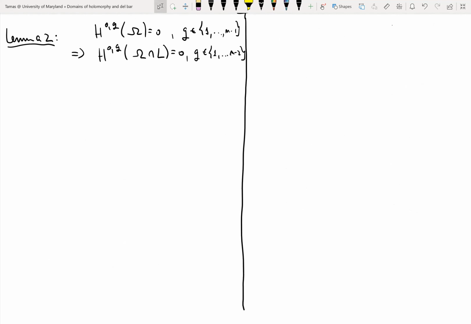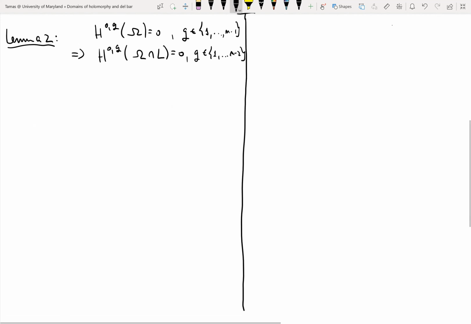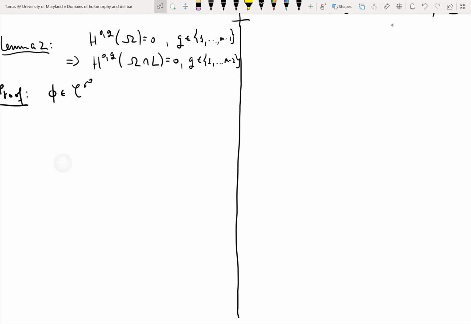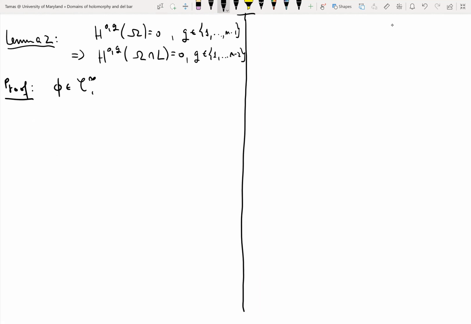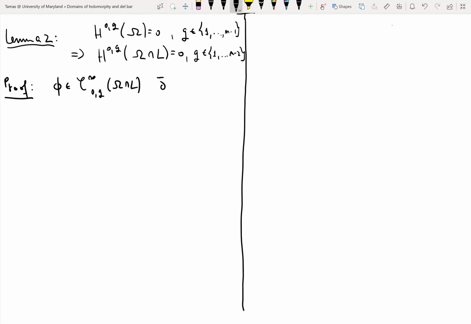Okay. So let's try to prove this. So vanishing Dolbeault cohomology of omega, does that imply vanishing cohomology of omega intersect L? So let's pick a phi, which is a closed, smooth 0q form on omega intersect L. As I said, it's closed. Okay, so now I want to show that phi is exact.